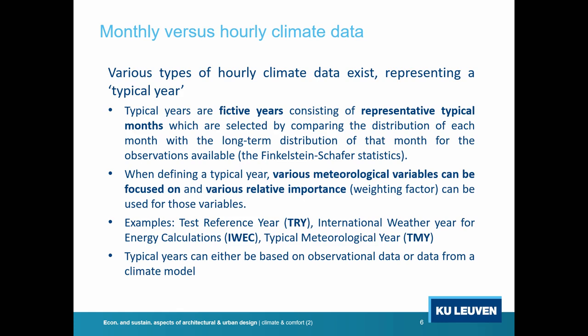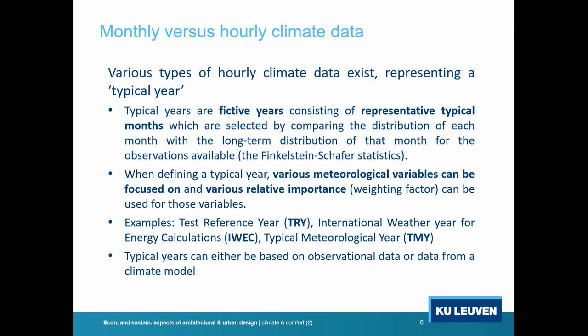So if you find fictive years hourly values, there are different ways of selecting these. So it's not always the same method behind. And that's why you see typically different kinds of results. So you have the test reference years, which uses different variables, for example, than the international weather year. So it's a different method behind, or a typical meteorological year, the TMY, is again based on different parameters or variables. But I come back to that in the next slide.